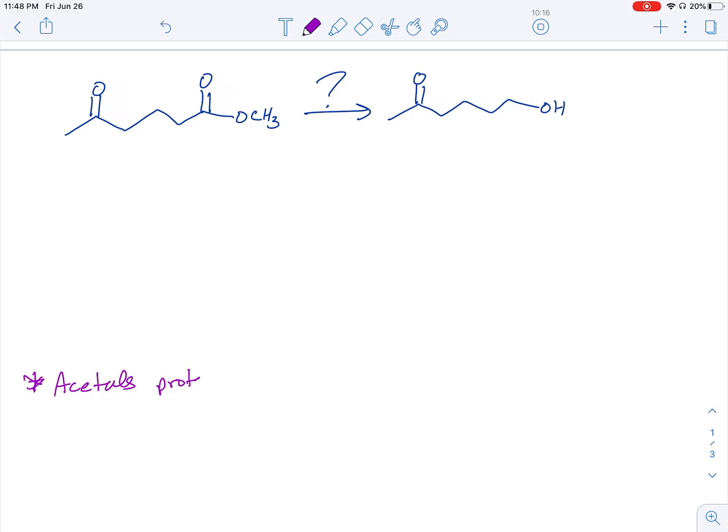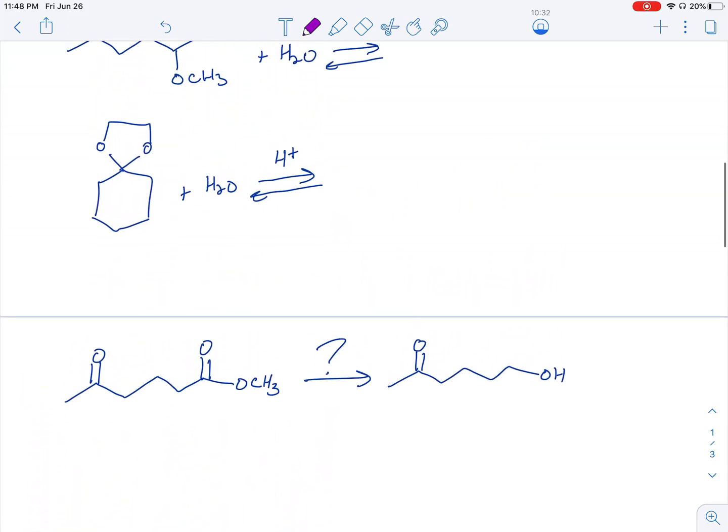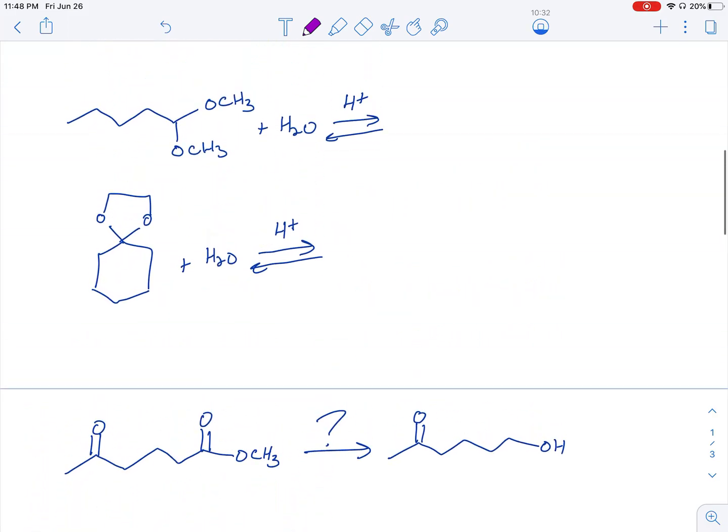protect aldehydes, and ketals protect ketones, right? Because remember, a protecting group is something that you can put on, but you can easily take off. And as we mentioned in these problems over here, we know how to take off these ketals and acetals. We simply add acid, right?